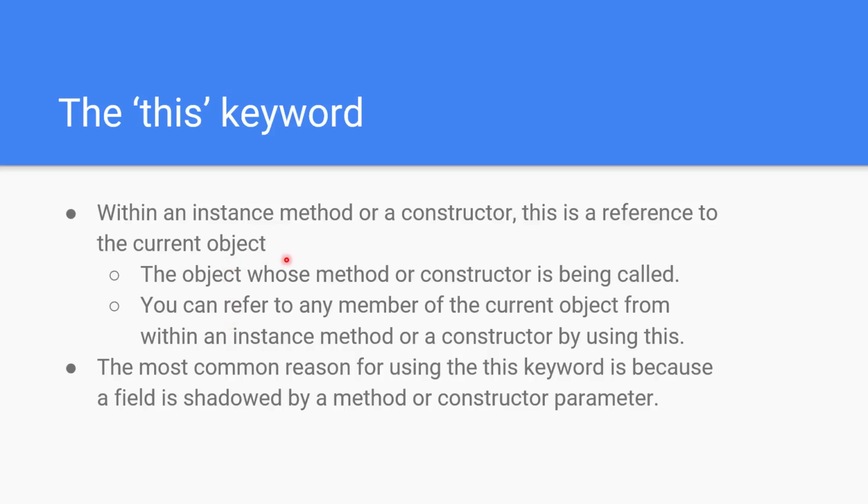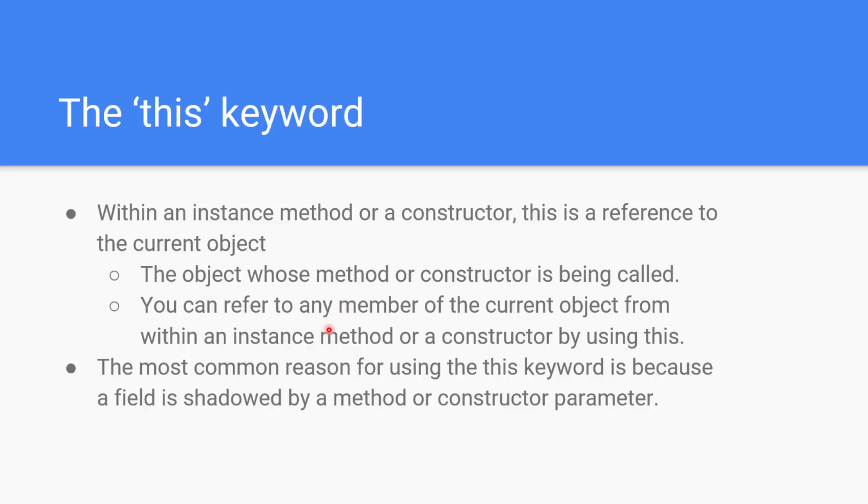There is a keyword within Java called the this keyword. It is something that's often confused. There is a lot of confusion around the this keyword. However, it's not really too difficult. It is a reference to the current object, so the object whose method or constructor is being called.